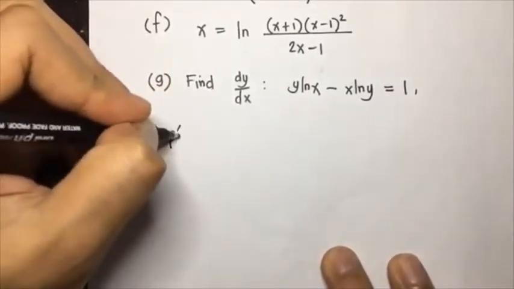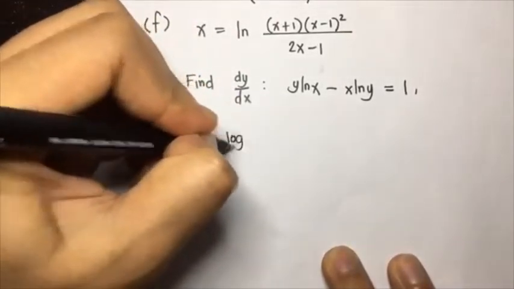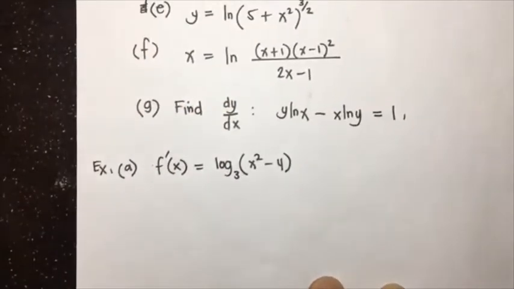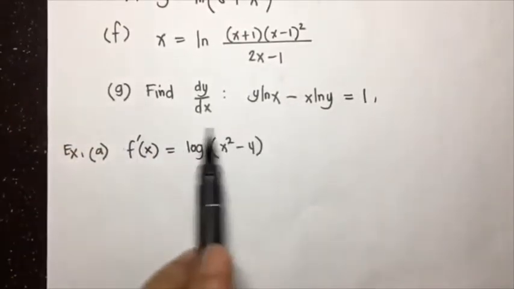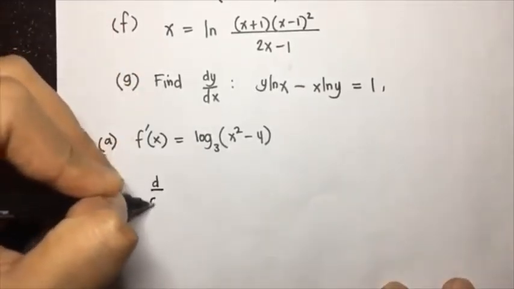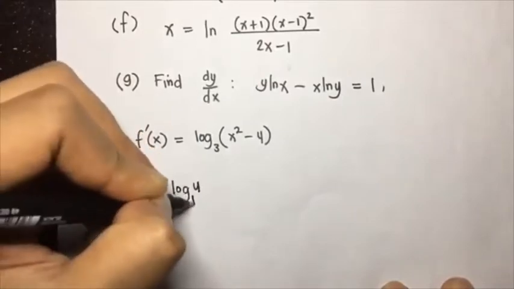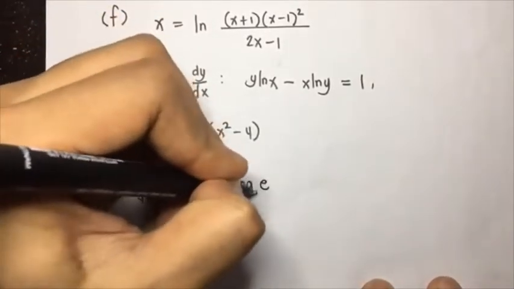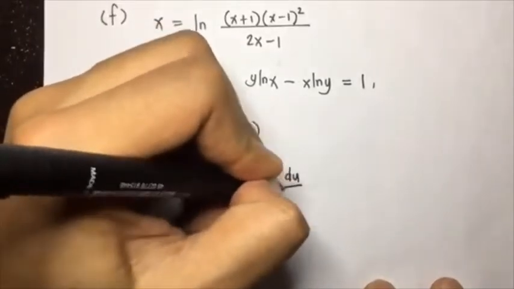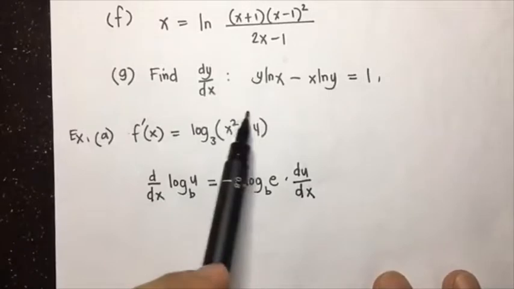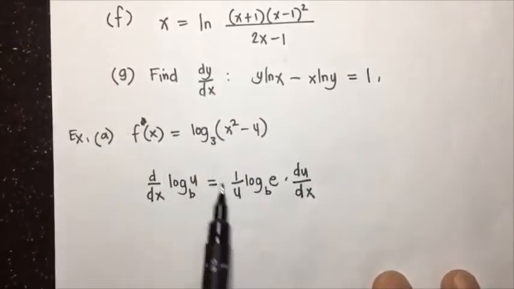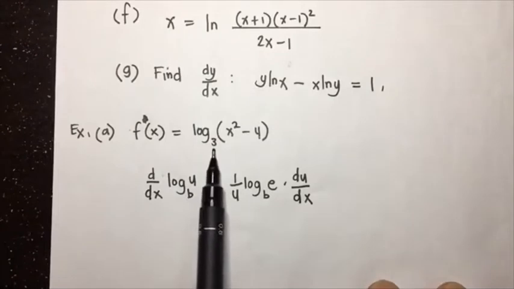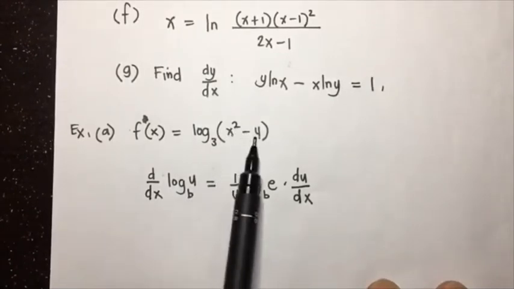So we have f of x is equal to the logarithm of x squared minus 4 to the base 3. For this type of logarithm, we will be following the formula: the derivative with respect to x of the logarithm of u to the base b is equal to 1 over u multiplied by the logarithm of e to the base b times du over dx. For this example, our b will be 3, and our u will be x squared minus 4.